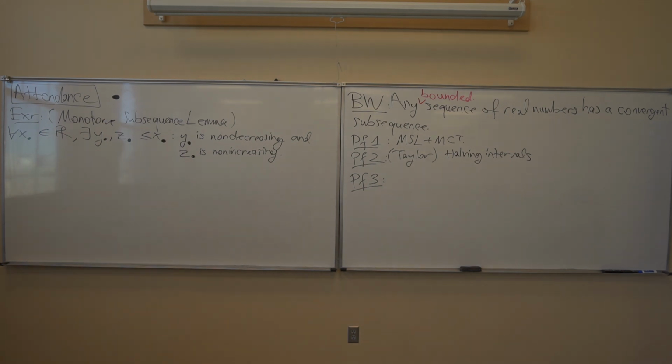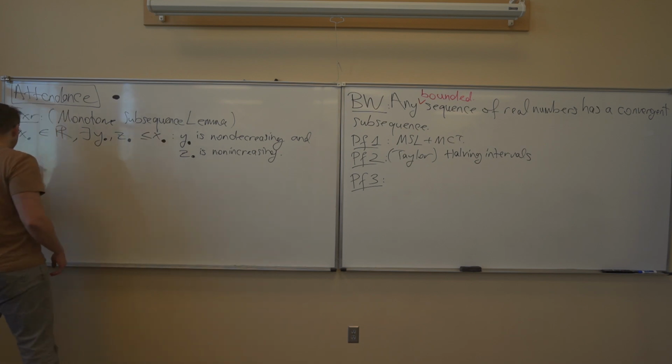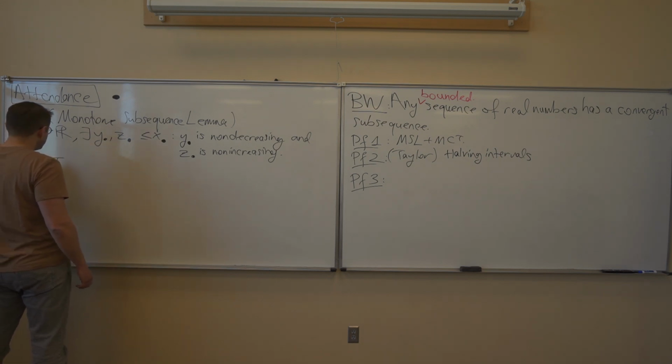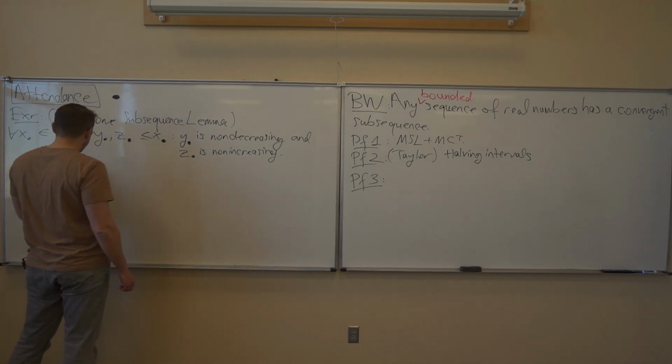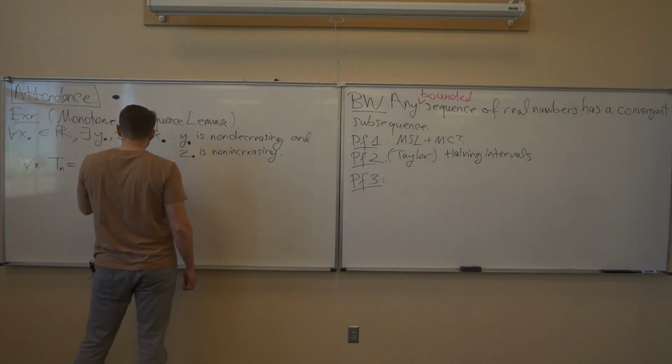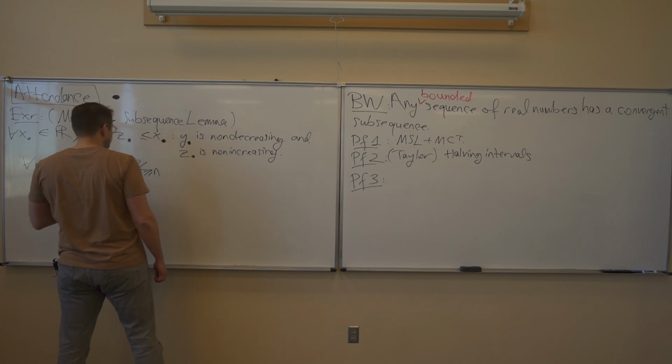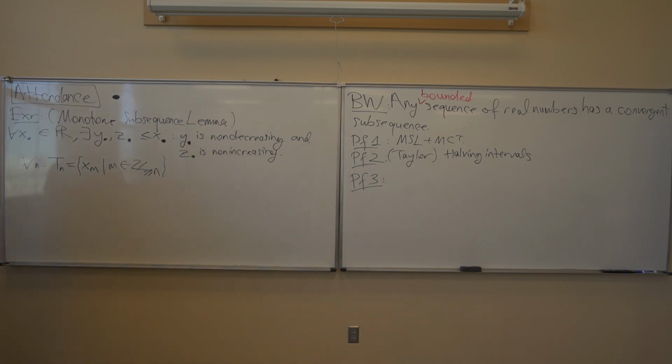So here's an idea as to how to do this. Well, you sort of do a decision tree. You look at the tail set. So for any n, let's define the nth tail to be all the terms of the sequence after time n. So x sub m, where m varies in integers starting from n. So that's the running tail. As I increase n, this tail keeps running to the end of the sequence.